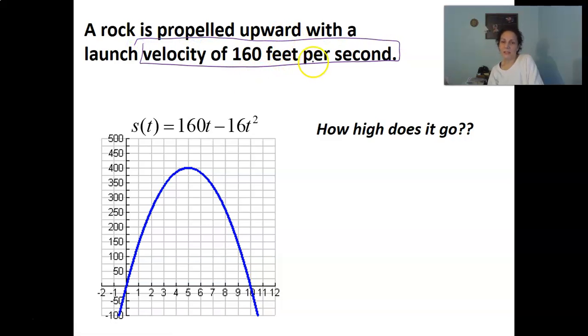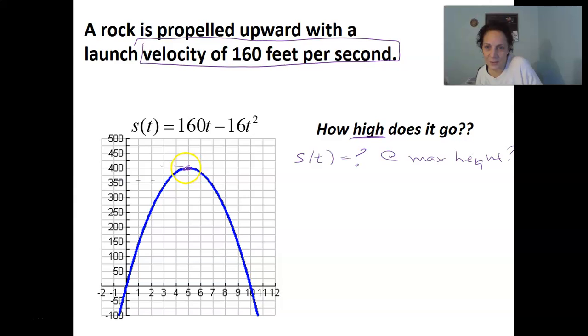They gave me a position and they want to know how high this thing goes. In other words, they want to know what's S of t at a very specific spot at max height. So what is the position at maximum height? I can look at this graph and tell you that it's 400. But obviously they're not going to give us the graph. Why would they do that, right?